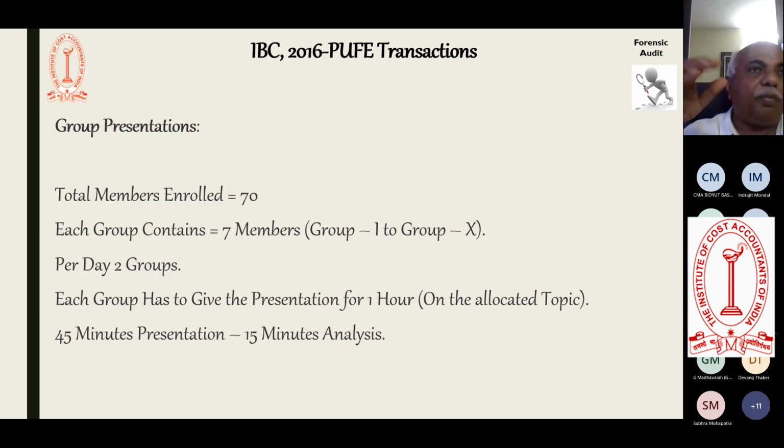To get that type of skills, presentation was introduced in the diploma in forensic audit. And total 70 members are there. 70 members are split into 10 groups, group 1 to 10. Each group contains 7: 1 to 7 is one group, 8 to 14 another group, and like that up to 70.